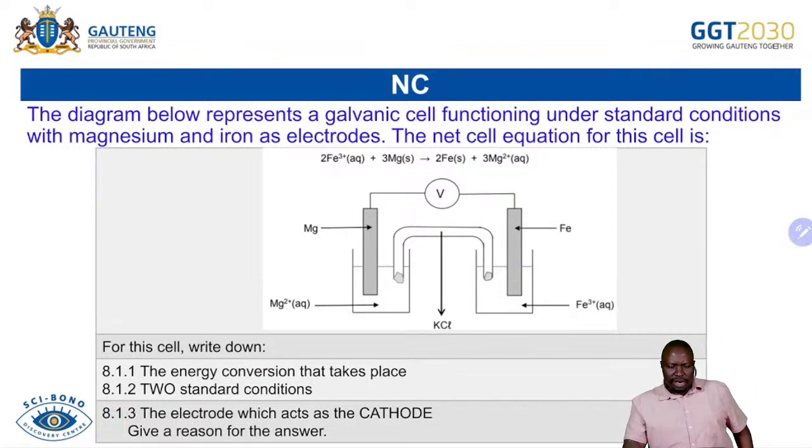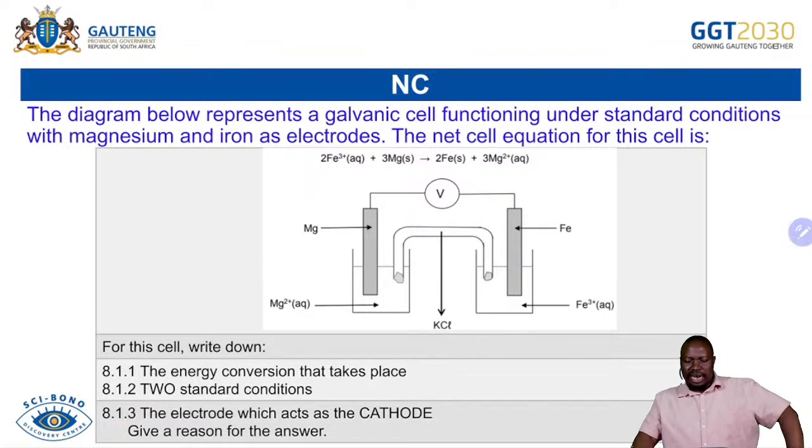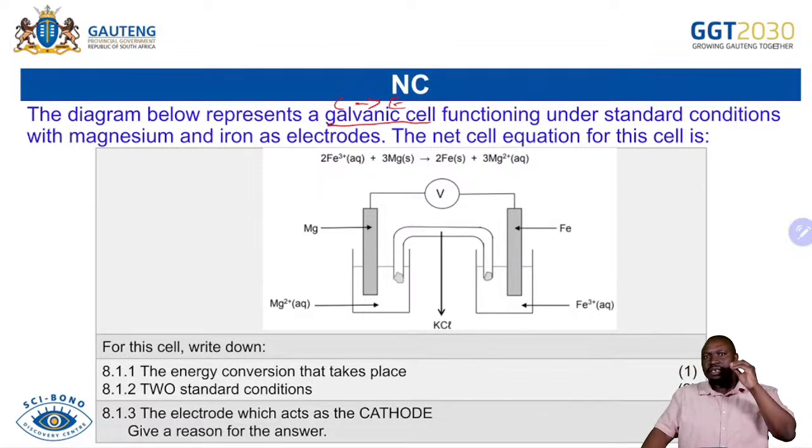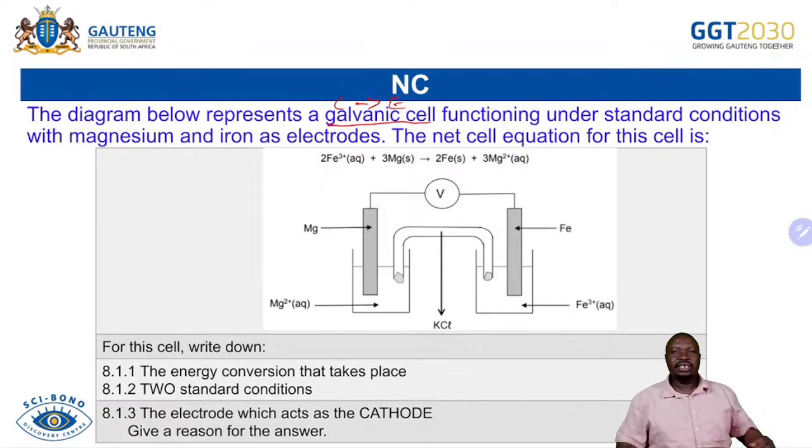And if you look at this question already, they say the diagram below represents a galvanic cell. Immediately when you say galvanic cell, you know we are converting chemical to electrical energy. And remember, we're saying this is a spontaneous reaction. It's spontaneous because no energy is added. So we are producing energy. Hence, we say this is an exothermic reaction. Galvanic cells are exothermic reactions.